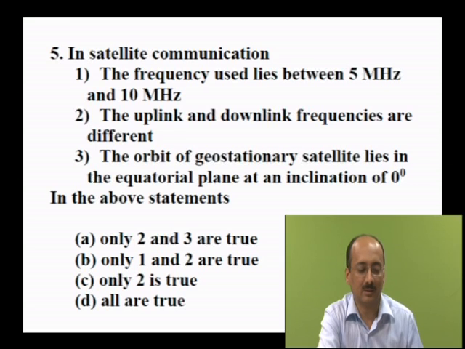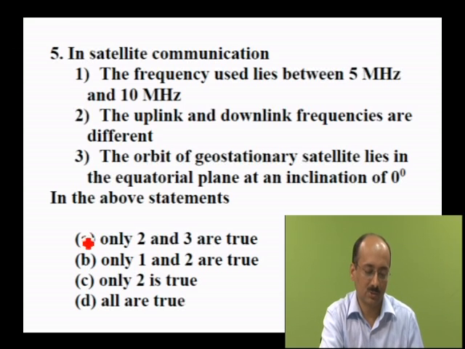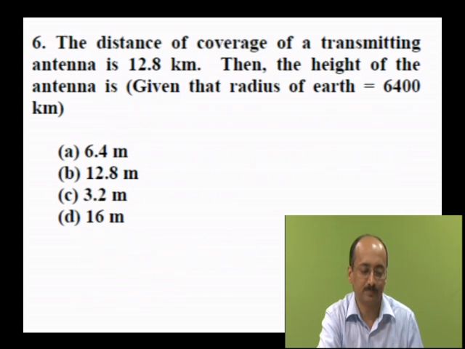Then the second one, the uplink and downlink frequencies are different. Usually that is the norm. There will be different frequency ranges for the uplink and downlink. So the second one is true. And the orbit of a geostationary satellite lies in the equatorial plane with 0 degree inclination. That is also correct. So the right option will be 2 and 3 are correct. So A is the answer.